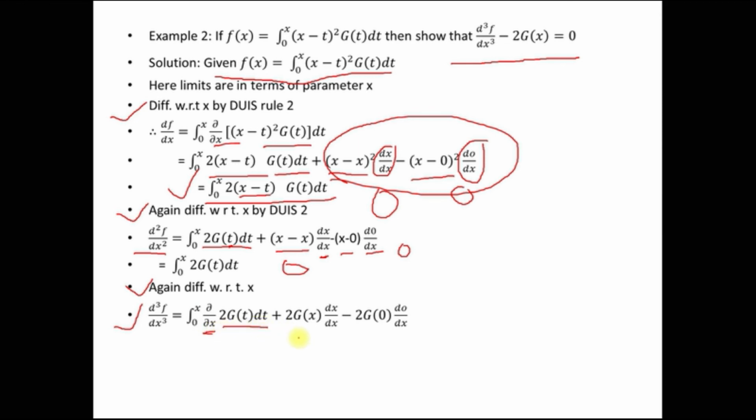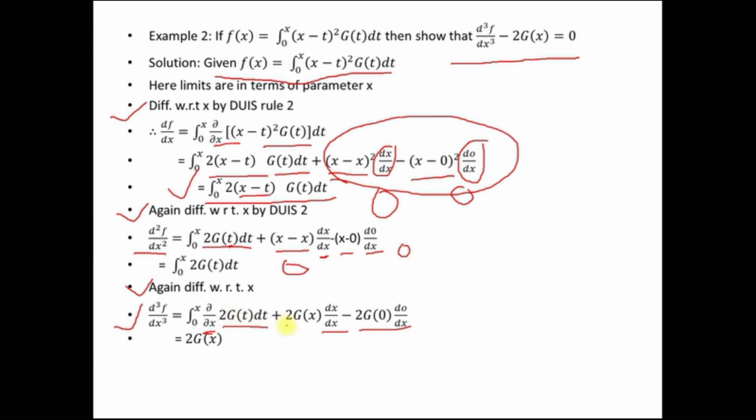Okay, so plus 2 times, now we are going to replace in place of t the upper limit, so it will become 2 times g of x, and we are going to differentiate that upper limit, then minus 2 times, we replace in place of t the lower limit, so it will become minus 2 times g of 0 and derivative of 0. Okay, by simplifying, what will we get? This is equal to integral from 0 to x. We are going to differentiate this t with respect to x partially, so it will become 0, since the derivative of a constant is 0.